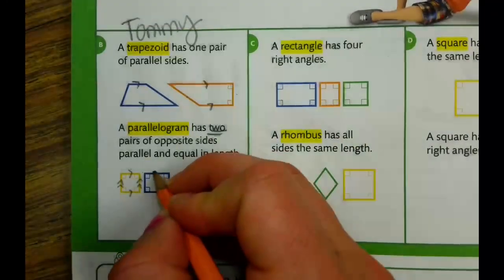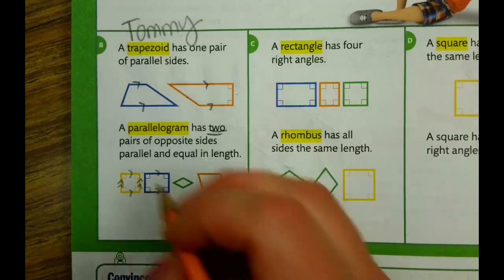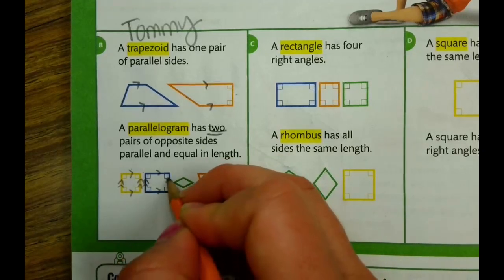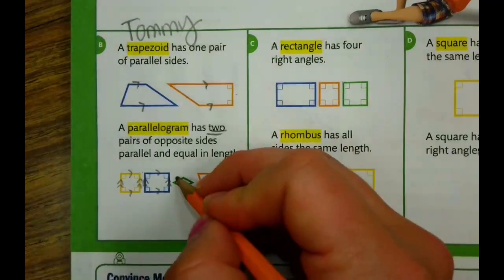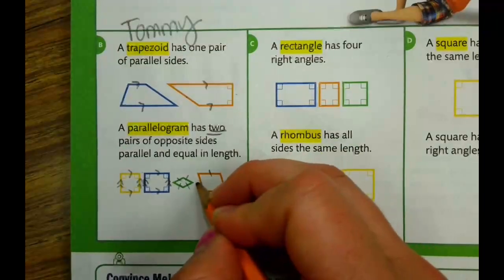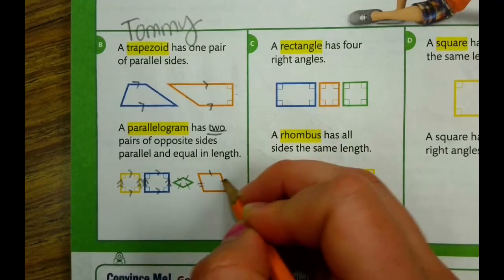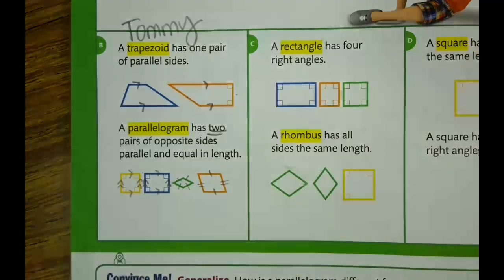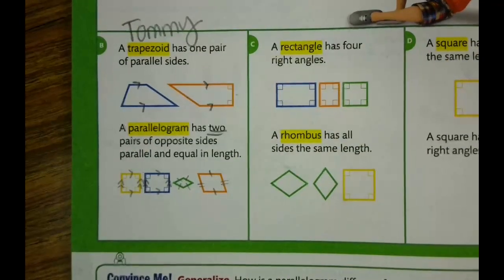Rectangles. Opposite sides are parallel. Opposite sides are equal. Same with this. These are all the same size and the opposite sides are parallel. These are all the same across from themselves. So the opposite sides are parallel and opposite sides are also equal. So that's a parallelogram. Pretty simple.